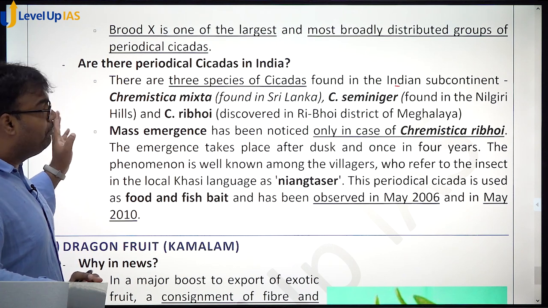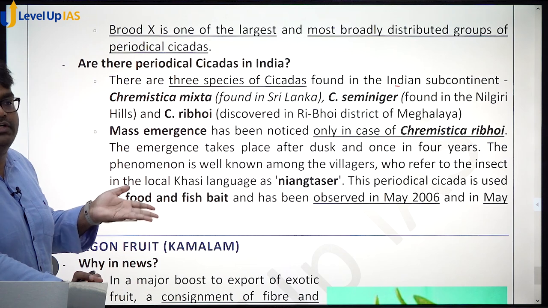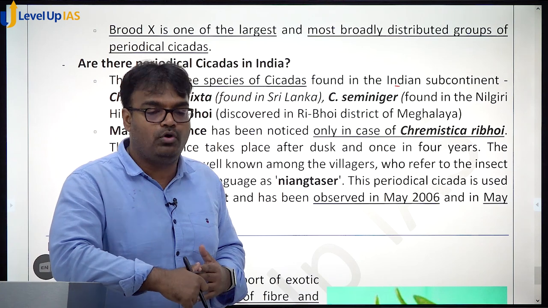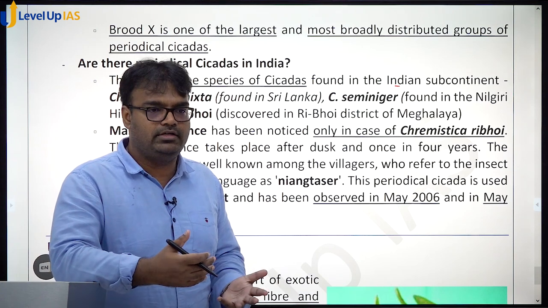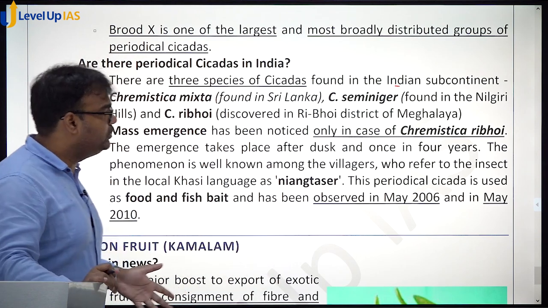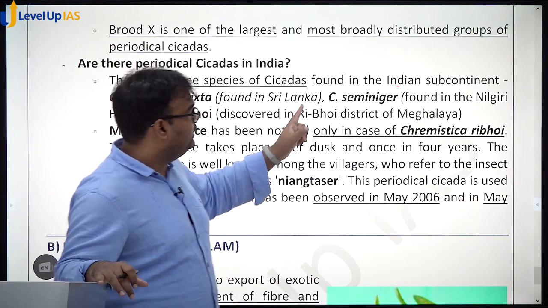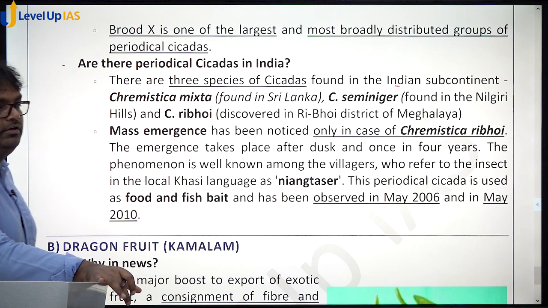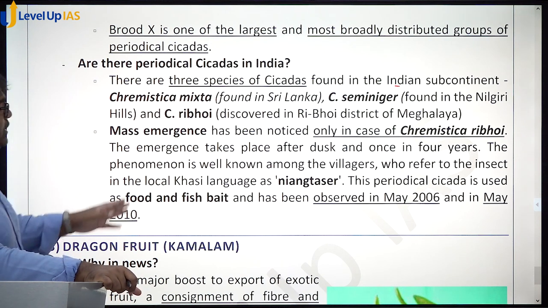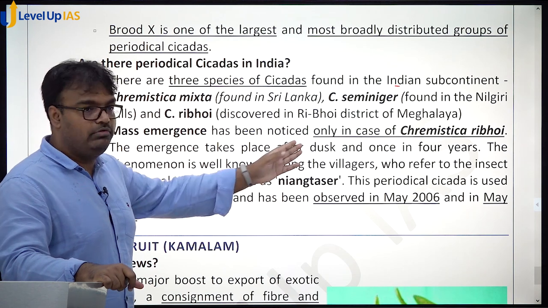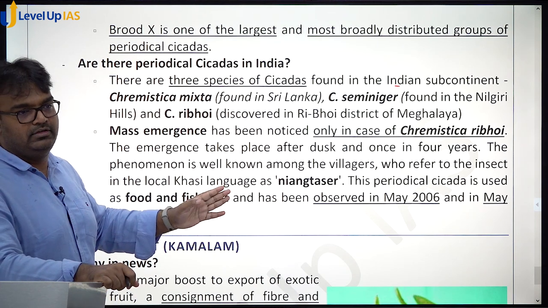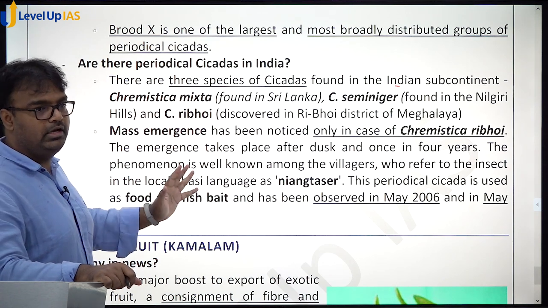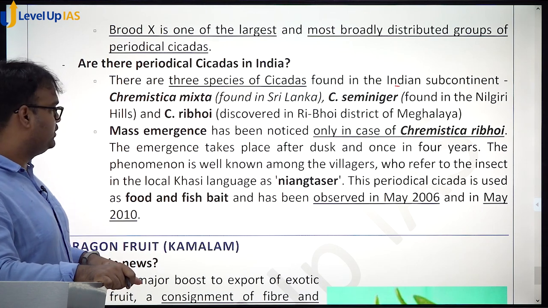It is the mass emergence of cicadas from the ground. Please note, mass emergence will not take place for all cicadas. Each cicada can come out at a different time. So mass emergence is only seen in case of C. ribhoi or Cremistica ribhoi, which is seen in Meghalaya. They'll generally come out at dusk once in 4 years. This particular species, C. ribhoi in Meghalaya, comes out once in 4 years.